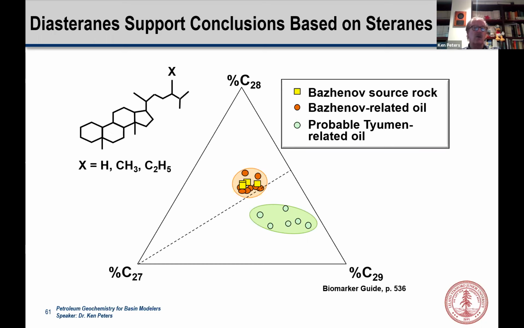Notice the methyl groups here are now down here. And we still have the same story. We have a very nice story. And you can get this diasterene data from the same GCMS run that you get the sterane data from.